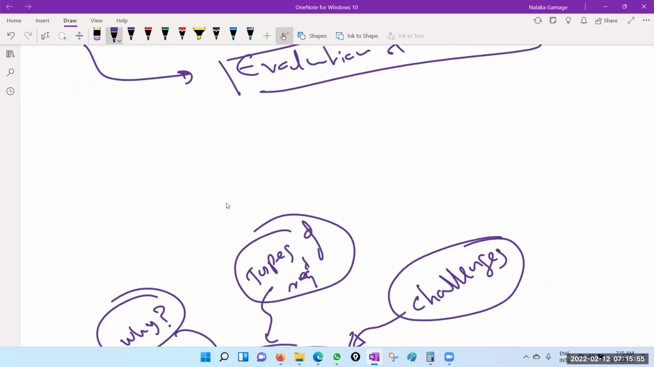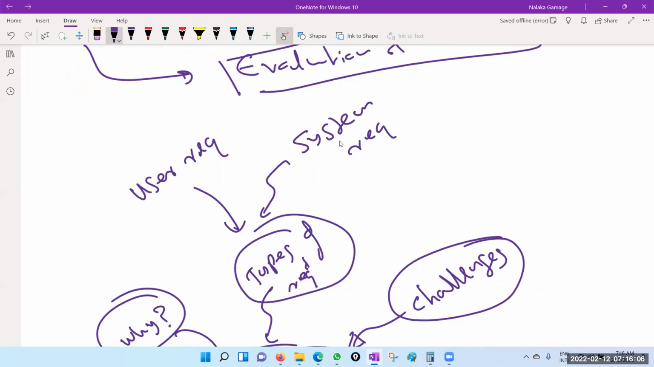One way of looking at requirements is user requirements and system requirements. Right? User requirements and system requirements. Right? So I'm just clarifying things. I'm just organizing things so that you can learn it, understand it with a lot of ease. Okay. So the user requirements means the requirements that your user is talking, the user is expecting.